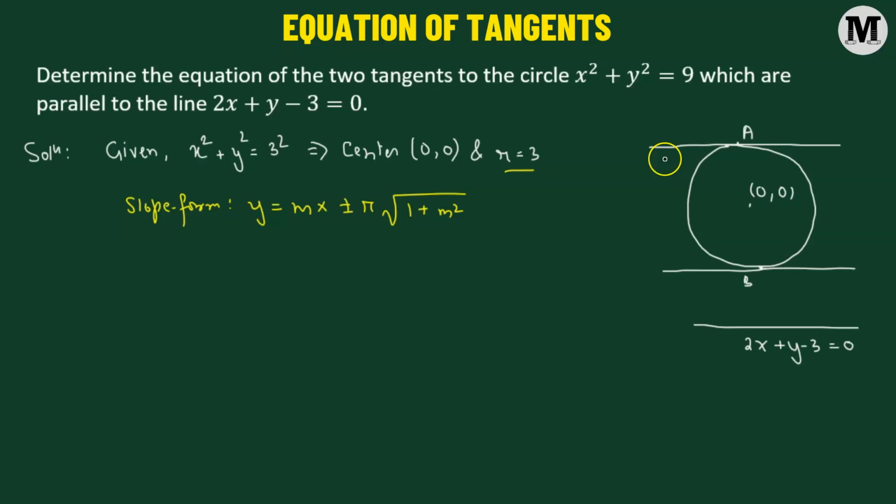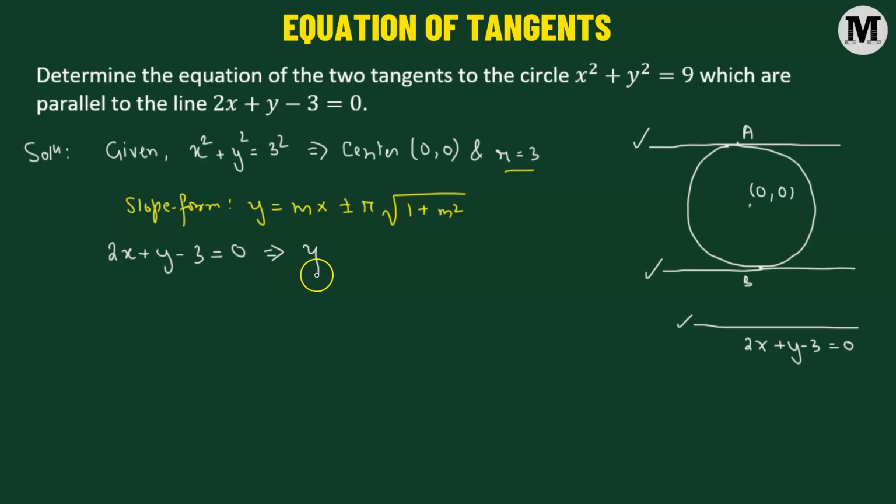Luckily for us, it's given here that the two tangents are parallel to the third line, and we know from the properties of straight lines that whenever two lines are parallel to each other, they must have equal slope. So that means the slope of this tangent line will be exactly the same as the slope of the straight line that's given to us, and similarly the slope of the other tangent line is also going to be the same as the slope of the line whose equation is given to us. So we start with the equation 2x plus y minus 3 equals 0, and we'll try to find the slope of this particular line.